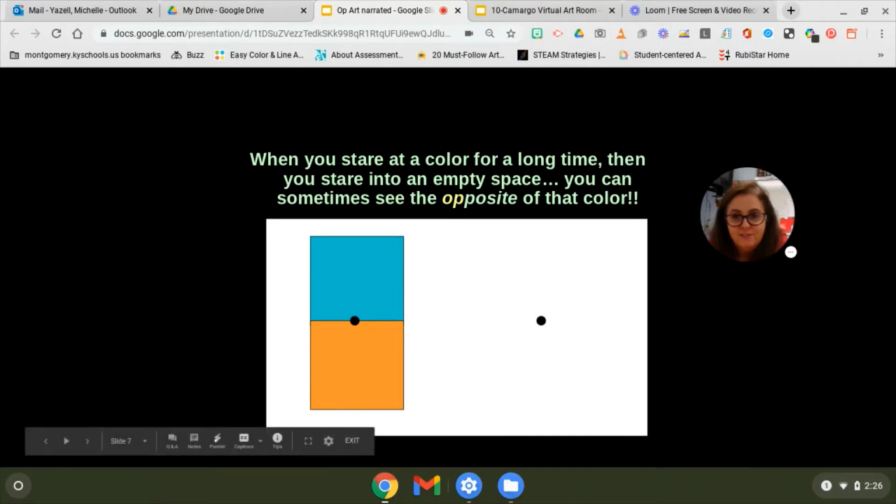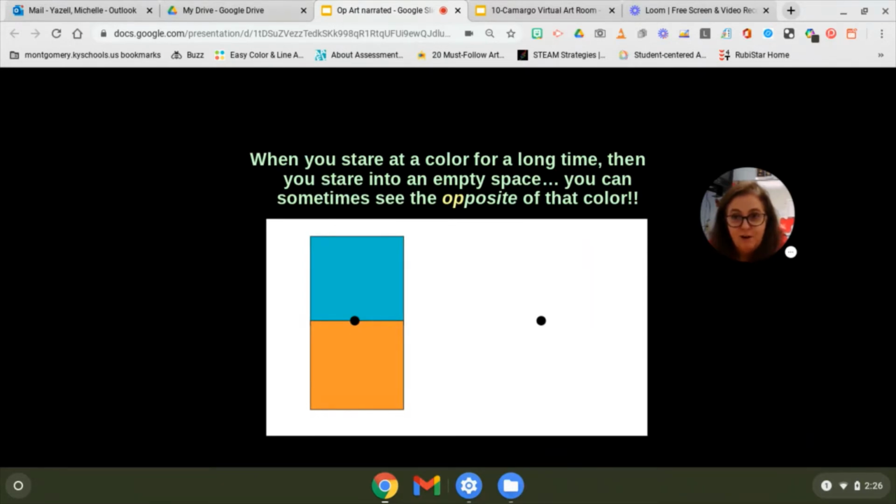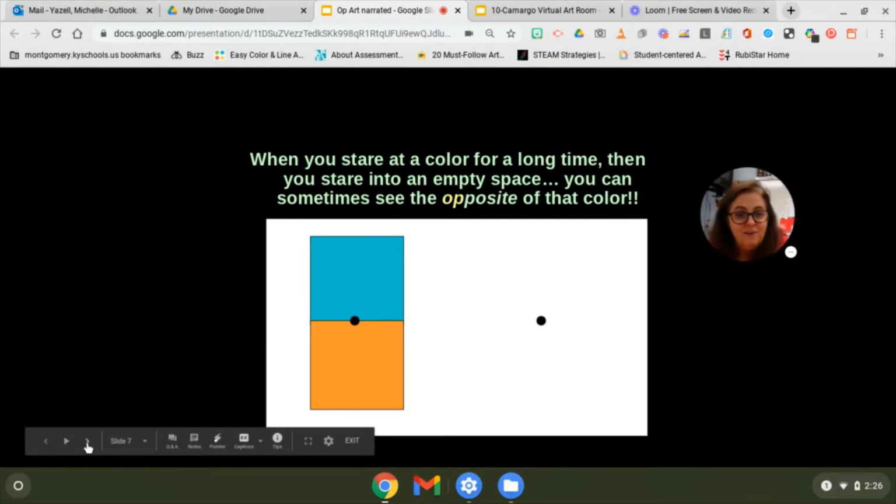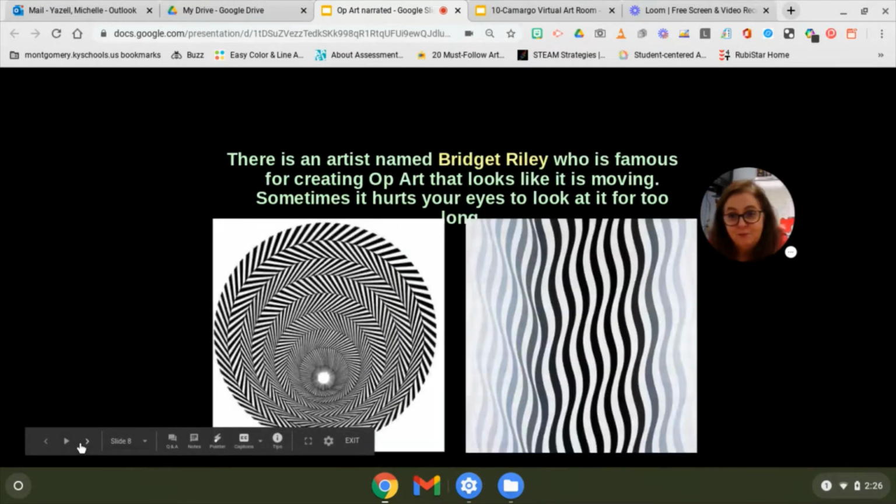Now stare at the black dot on the right. The colors should change. You should see orange on the top and blue on the bottom now. So, optical illusions are a trick of your eye, just like these after images are.